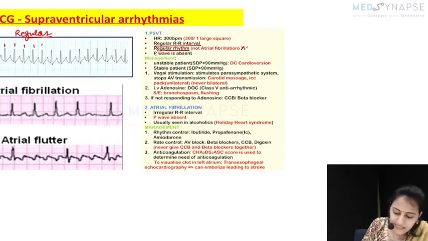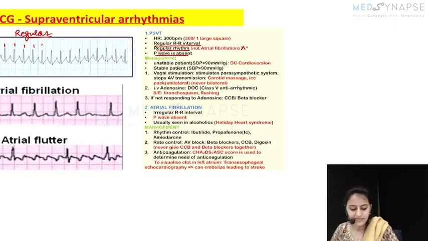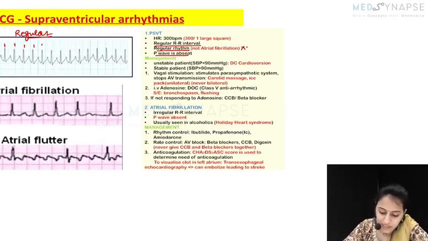And you will see the P wave being absent, because the P wave gets combined into the QRS, it is hidden there. So here also the P wave is absent, similar to atrial fibrillation, but the rhythm is regular.